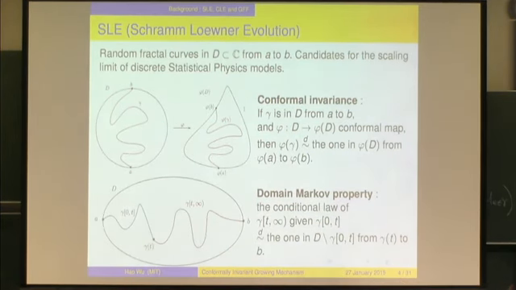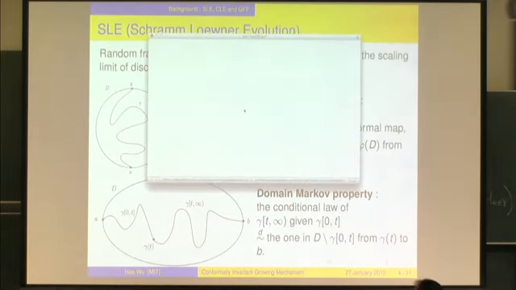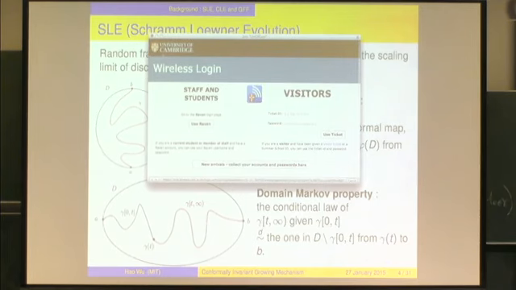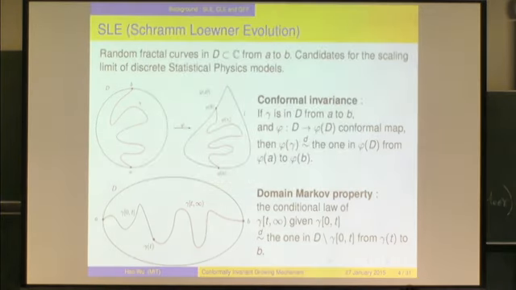The first property is conformal invariance. Suppose we have the curve in D from A to B, and phi is a conformal map. Then the image of this curve under phi should have the same law as that curve in phi D from phi A to phi B. Second, the domain Markov property. Suppose we have the curve in D from A to B. Given the first part of the curve, the future part of the curve has the same law as the curve in the remaining region from the tip to the endpoint.